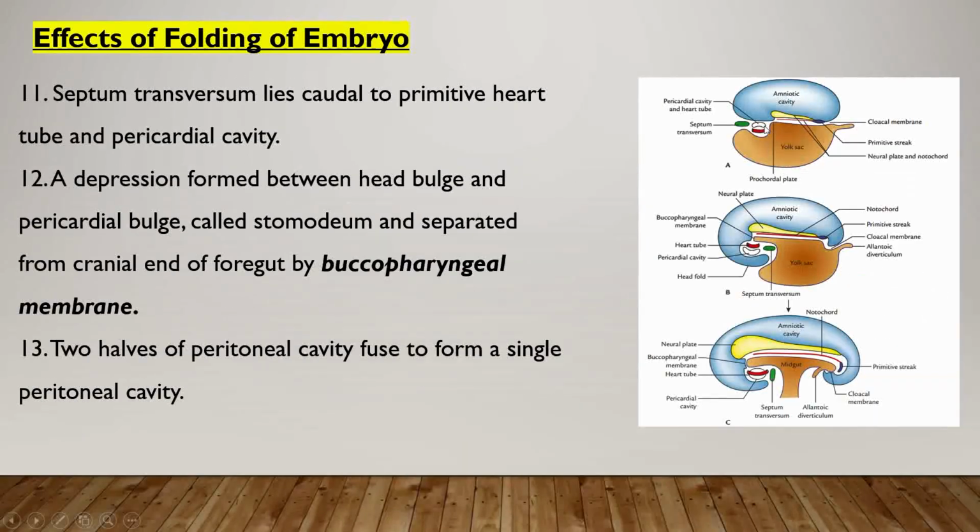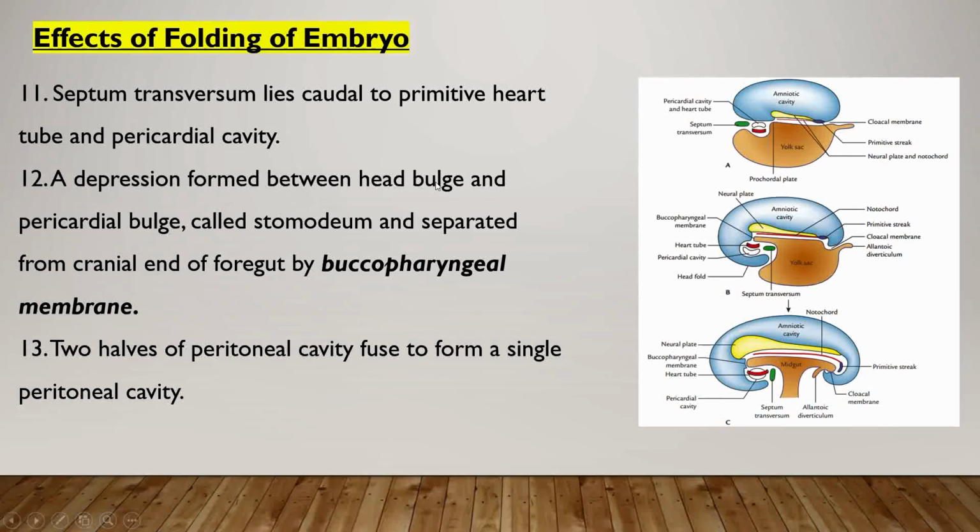Okay, so you can see here, this is the septum transversum, and here is the pericardial cavity, and here is the developing heart. But because of the folding, you can see here this is the developing heart, or we can say the heart tube, which is lying dorsal to the pericardial cavity, and here is the developing neural tube, which is going to form the brain and the spinal cord. The septum transversum is present here. So this septum transversum is separating the pericardial cavity here from the midgut.